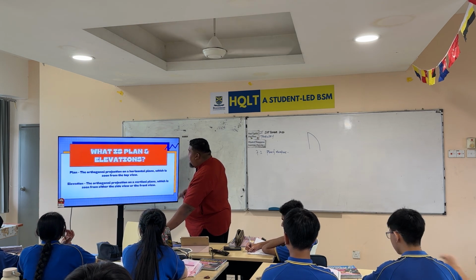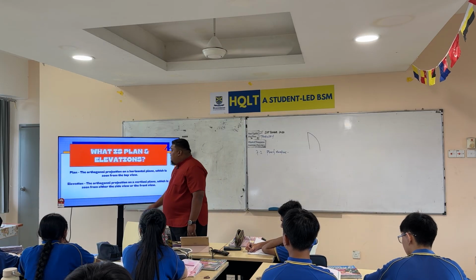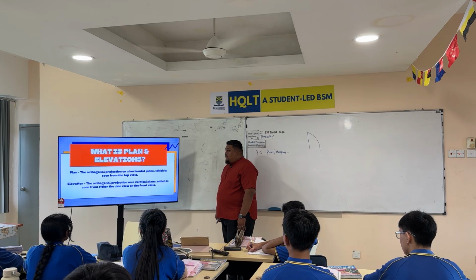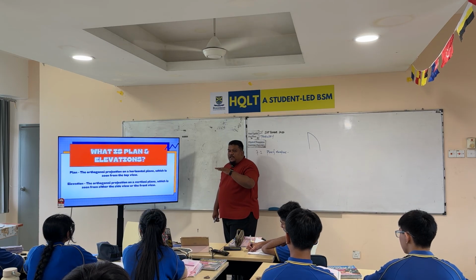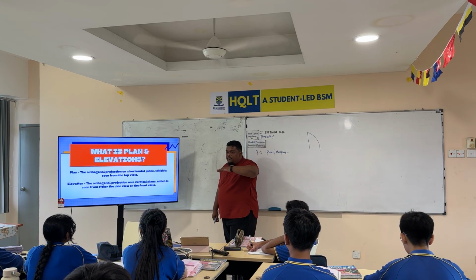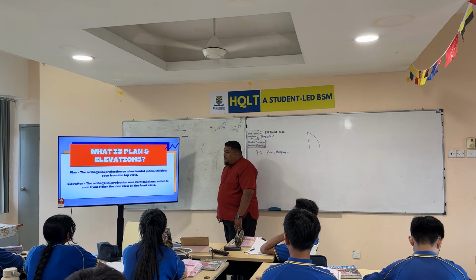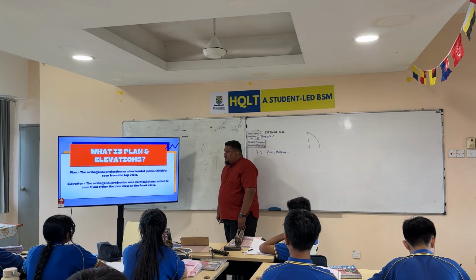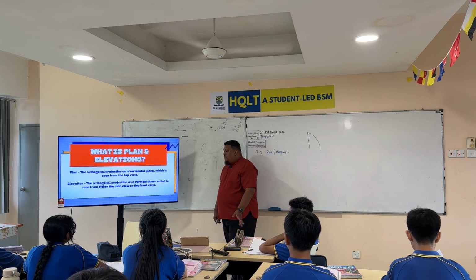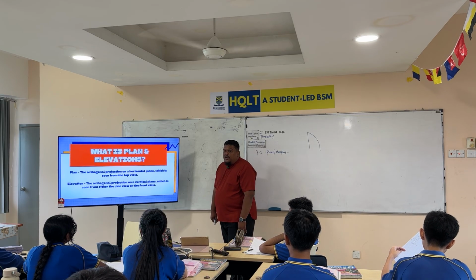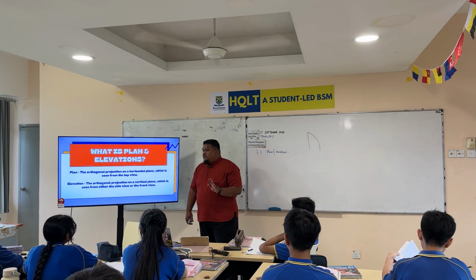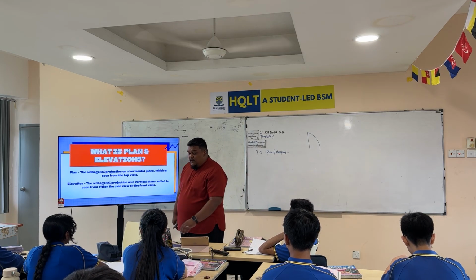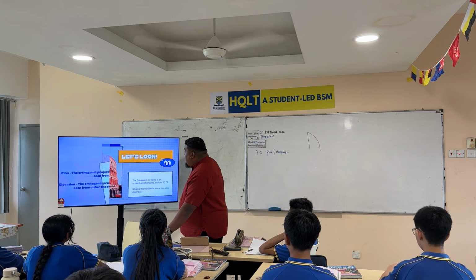Okay, what is plan and elevation? Plan is basically an orthogonal projection on a horizontal plane, seen from a top view. So for plan, everything will be from the top view. Elevation is the orthogonal projection on a vertical plane, seen from either the side view or the front view. So what you see from the side view or front view will be very different, and also from the top view.